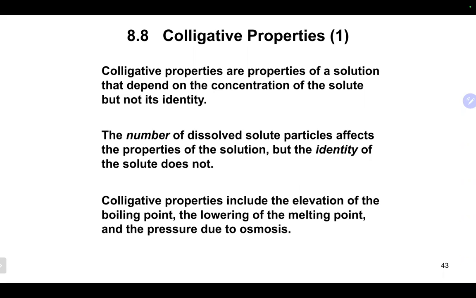It can make the boiling point, for example, increase. It can make the freezing point decrease, which is sometimes referred to as freezing point depression. So what we're talking about is if we took, for example, just pure water by itself.